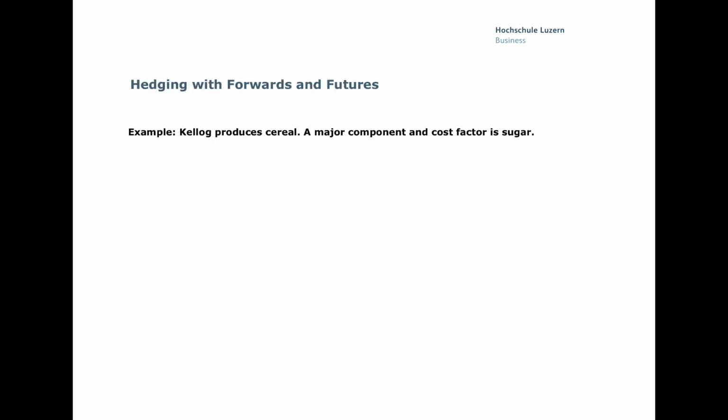Now let us look at an example where a futures contract is used for hedging. As you might know, Kellogg is a large producer of breakfast cereals, and a major component and therefore cost factor is sugar. When the company is budgeting its sales volume and revenues, a fixed selling price is applied. However, changes in cost can impact these forecasts substantially.